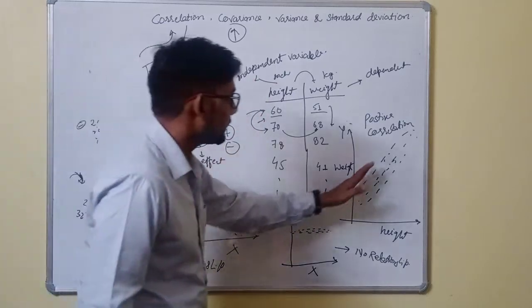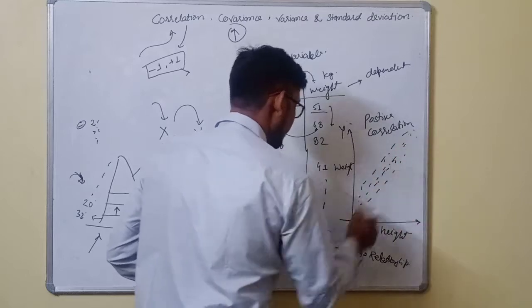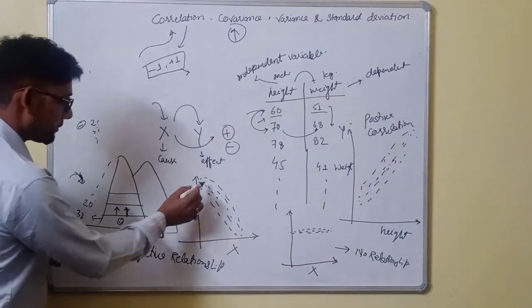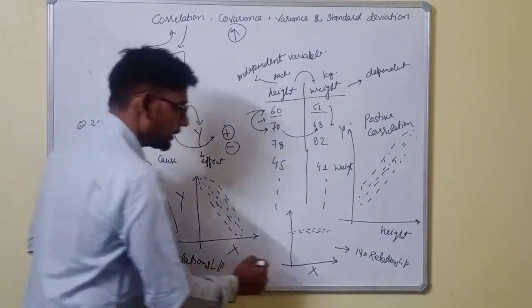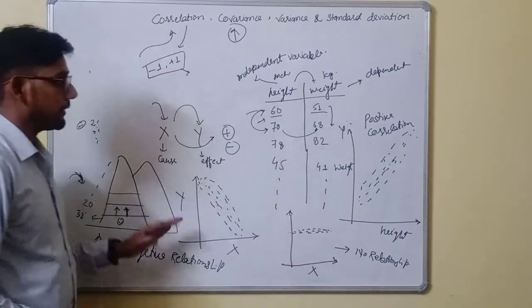We have seen the positive relationship, where the direction of the points looks like this. The negative relationship, where the direction of the points looks like this. The no relationship, where the direction of the points looks like this, right?